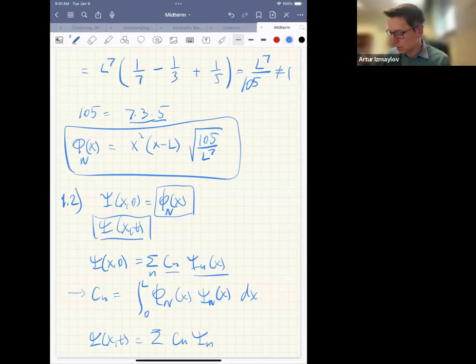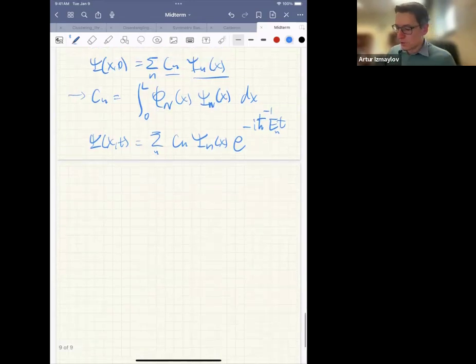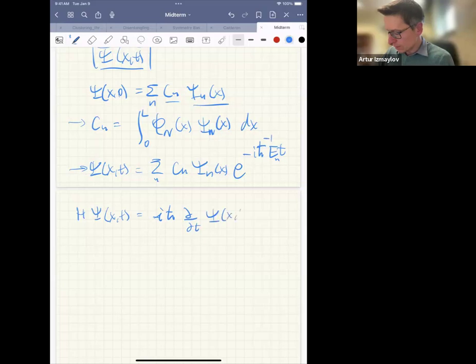The Cn's are coming from here, the psi n's are given, or you remember them, and then you can include h bar minus 1 and E n t. You could skip the h bar if you want, assuming atomic units, right? And in order to check that indeed this is the solution, you could simply check that psi of x, t in this form is the same as i h bar d over dt of psi of x, t. So you calculate this, and then you calculate this.